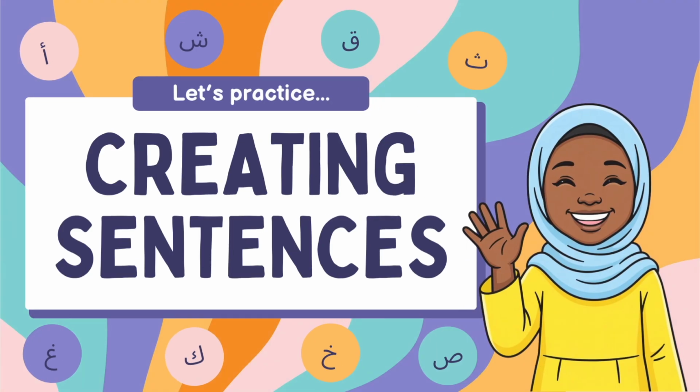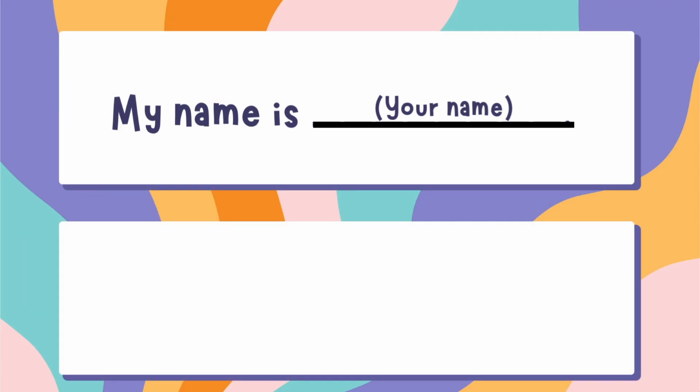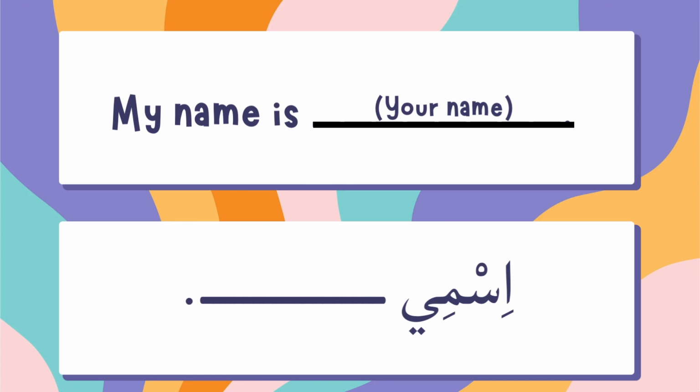Now, let's practice creating sentences. I'm going to say a sentence in English using the words you've learned in this video. And you tell me what that sentence is in Arabic. My name is. Ismi.